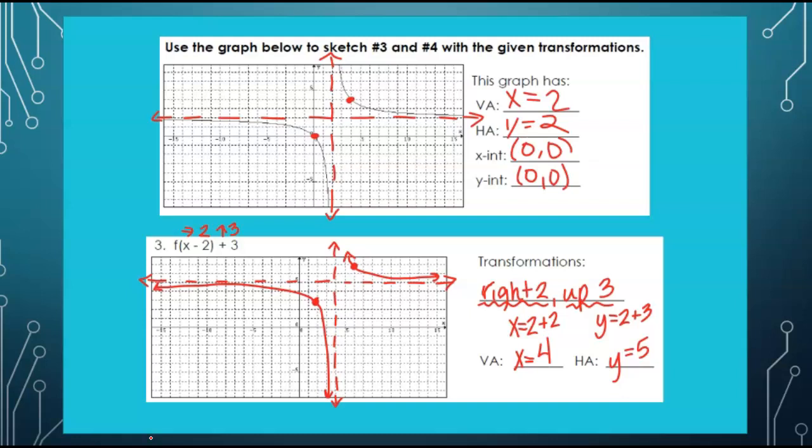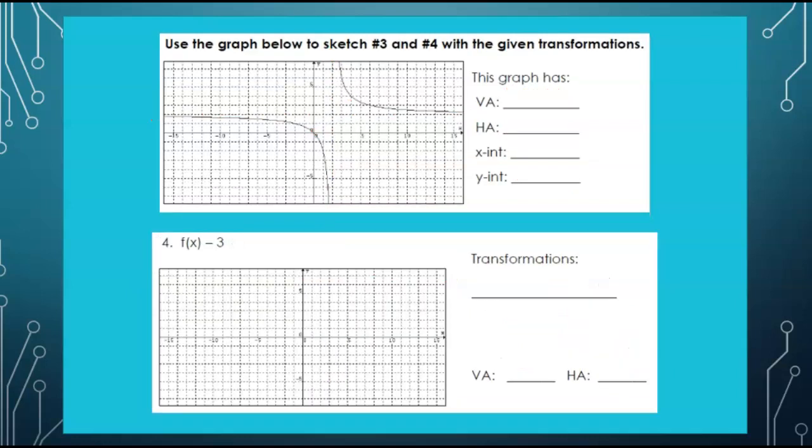Okay, so with your tables, I'm going to let you do the very last one. So I'm going to pause the video. I'm going to let you try number 4. It comes from the same graph, so same intercepts, same asymptotes, but it's a different transformation. So last problem, identify the transformation with your group and try to translate those asymptotes and draw in the hyperbola.